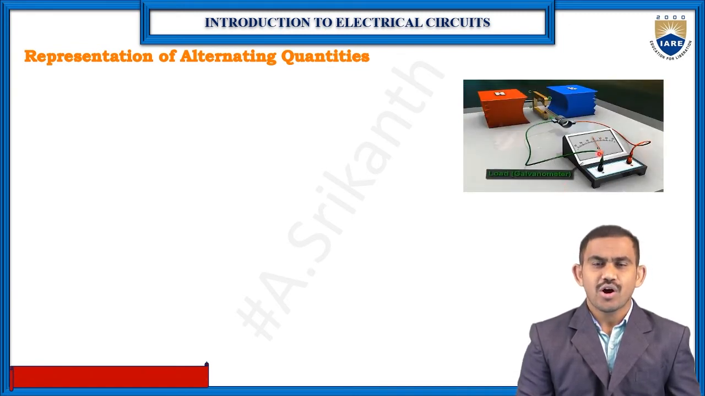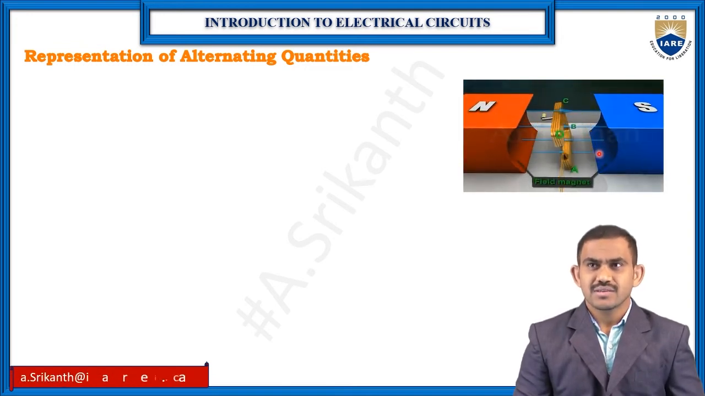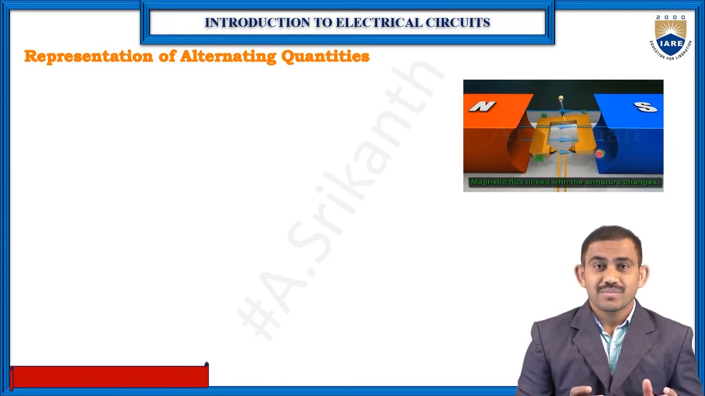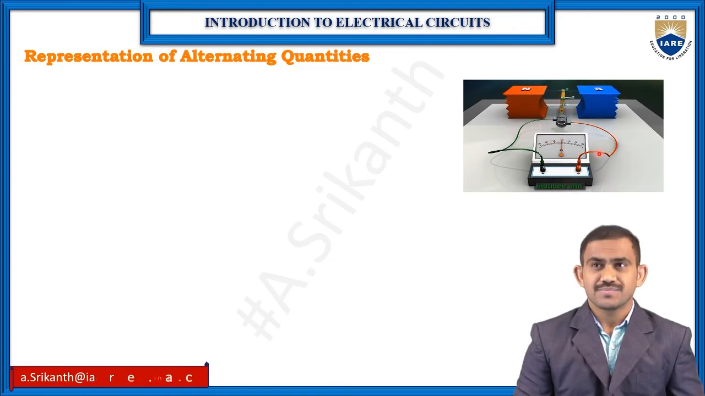Galvanometer means we need to know how much voltage you are getting. So the armature is rotating between the magnetic field, and we will get some EMF. That EMF you can see in the galvanometer.